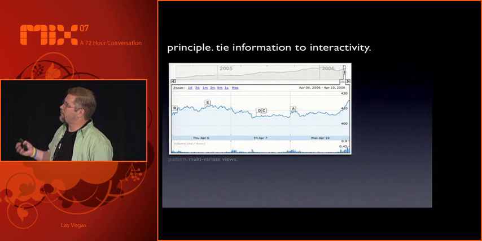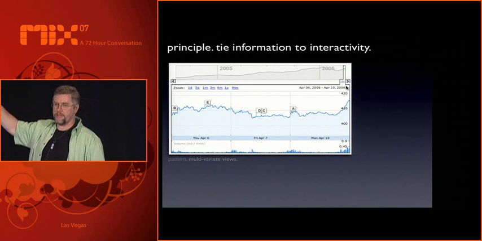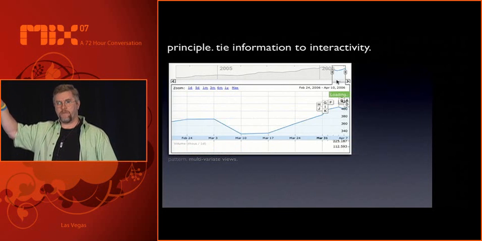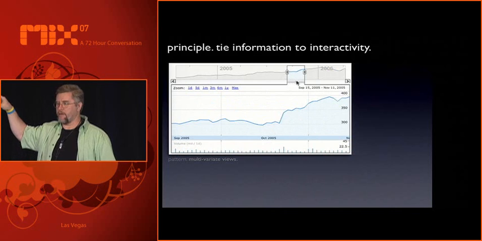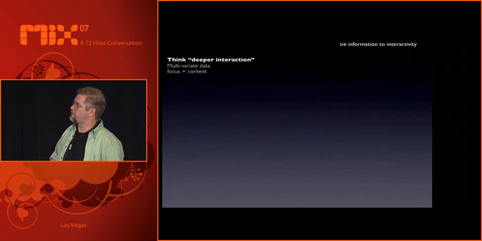So another strong principle is tying information to interactivity. You'll see this in Google Finance. I should show the news stuff on the right-hand side. What's happening is you're trying to see correlations between different events in the stock cycle and the price cycle, and seeing how it correlates to different news events.